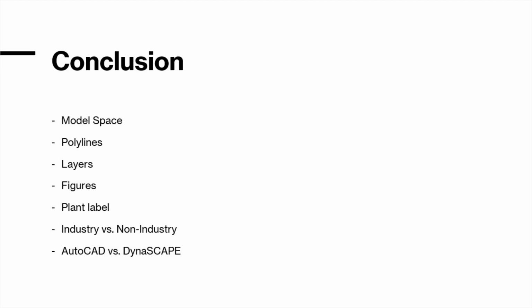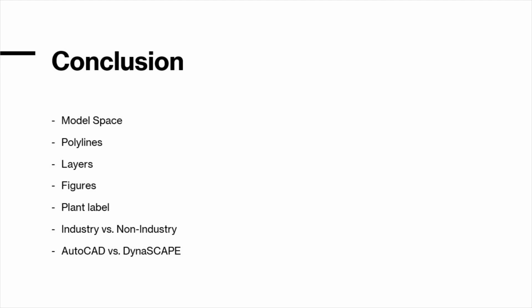Plant label is very easy to use in DynaSCAPE. You can search any plant using their common or scientific name. Then you can create a plant chart. Because DynaSCAPE is industry specific, there are many tools that are just for landscaping, while in AutoCAD there are generic tools that are used. There are some differences between DynaSCAPE and AutoCAD.